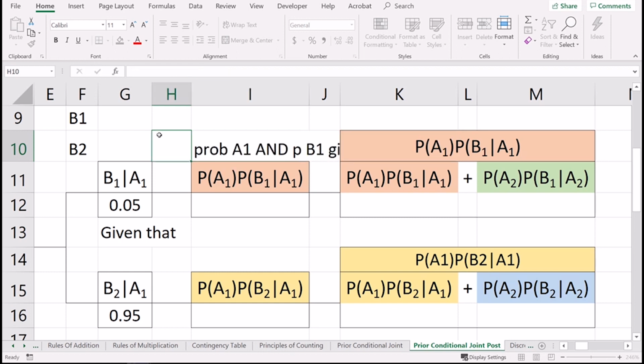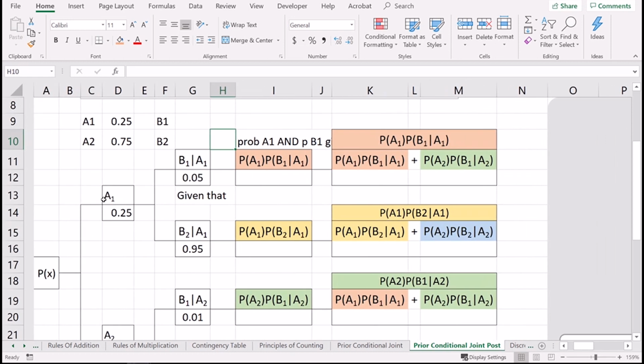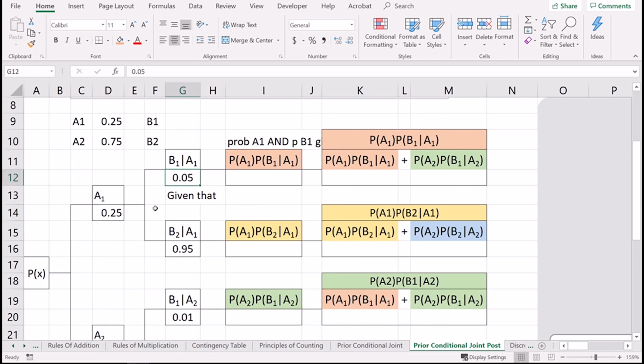The reason why I like this tree is because all that you have to do is multiply this by this, okay? Equals A1 multiplied by B1 given A1. And that gives you 0.0125. That is the probability of both of them occurring together. Okay?